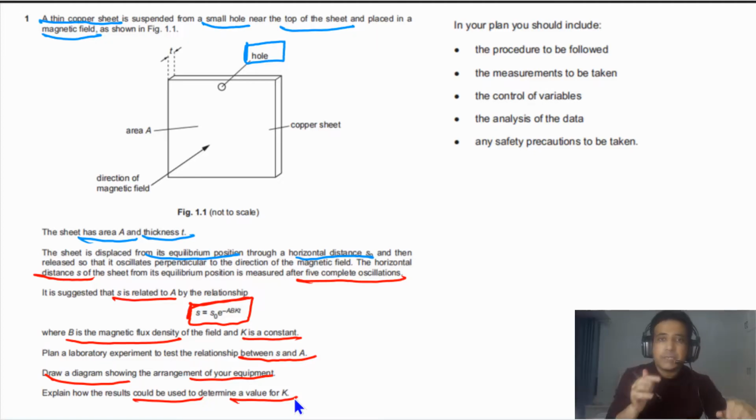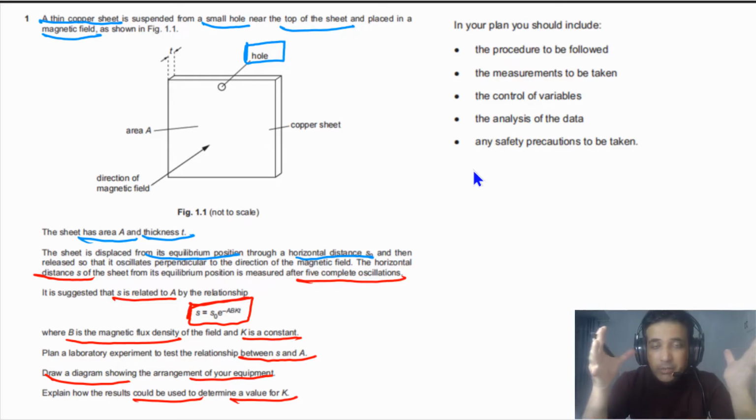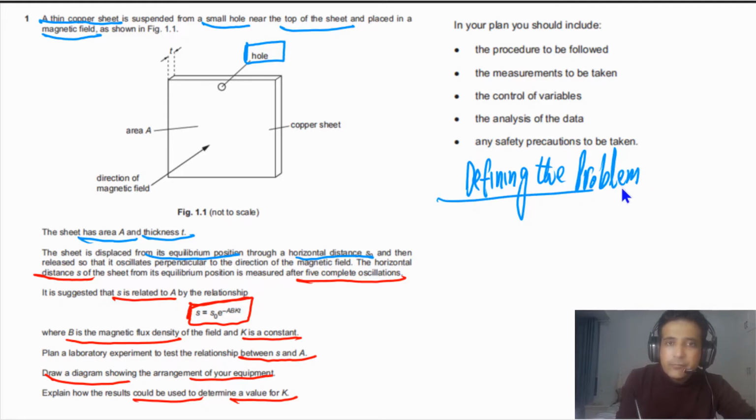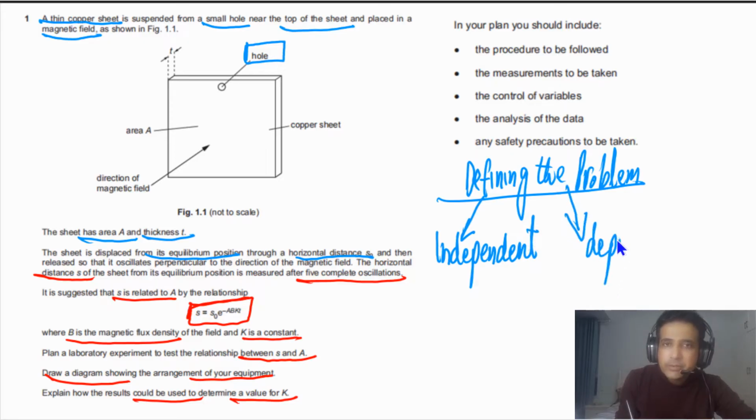If we understand these things, now we can start talking about how to design the experiment. In designing the experiment, you have to consider these points. You can use headings like that. The first step will be defining the problem. In defining the problem, you need to understand which variable is the independent variable and which one is dependent. So we will write independent here and dependent here. This is what you need to write down for defining the problem.